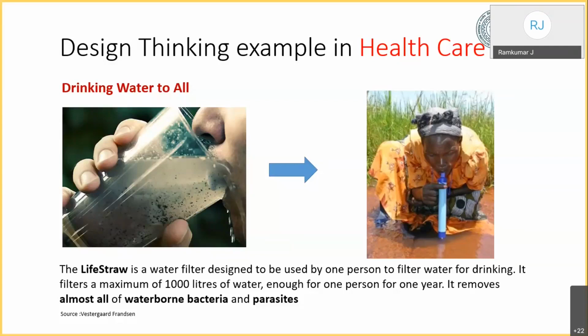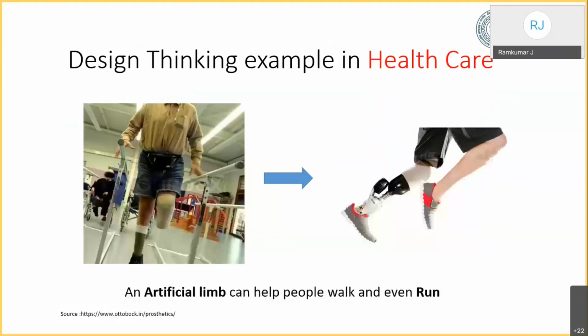The LifeStraw is a water filter designed for one person to filter water for drinking, and this filter can withstand 1,000 liters of water. Where did they come up with this number? This is the annual consumption of water per person. It cannot remove everything, but it can remove waterborne bacteria and a few of the parasites, so that it makes the water potable. So this product completely followed the design thinking approach.